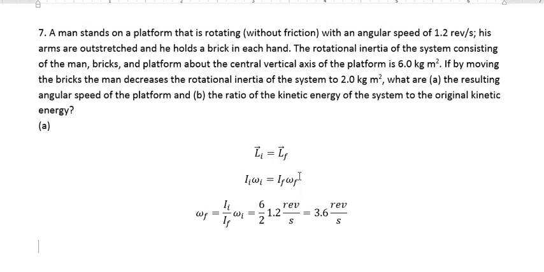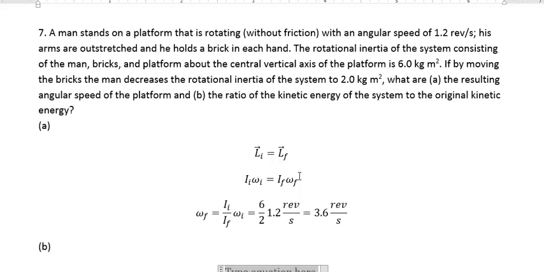Right? That's the final angular velocity, angular speed, 3.6 revs per second. So it goes from 1.2 revs per second to 3.6 revs per second, increases by a factor of 3. Okay, so now we want the ratio of kinetic energy of the system to the original kinetic energy, right?